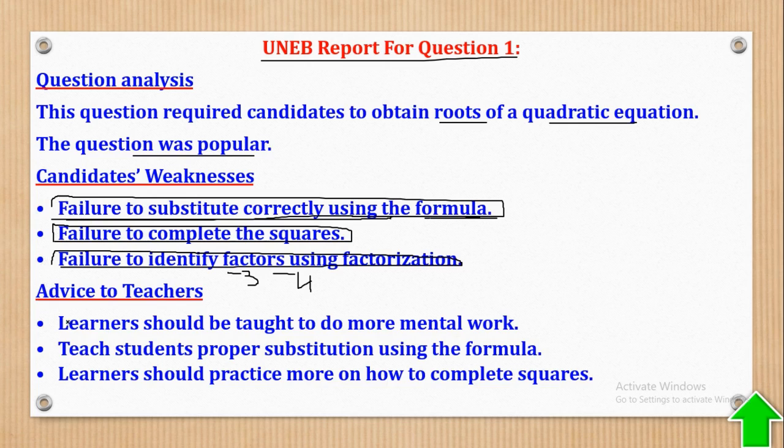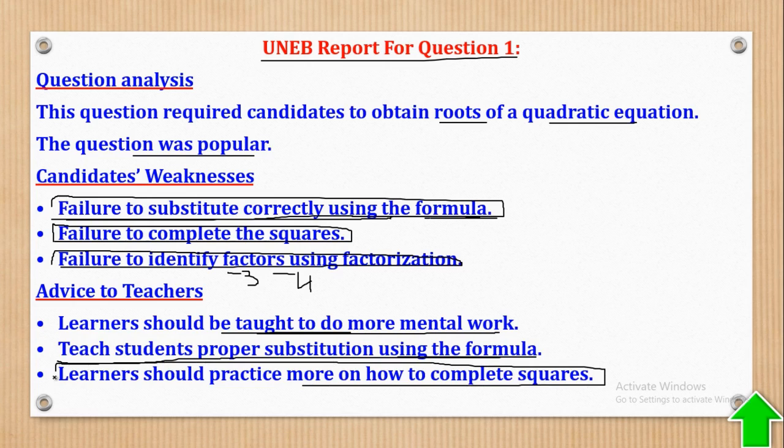Then the advice for teachers is that learners should be taught to do more mental work. So if you're a student, just know that you have to do a lot of mental work. Then teach students proper substitution using the formula. So even you, the student, this applies to you. You have to learn how to properly substitute into the formula if you're using the bulldozer method. Then learners should practice more on how to complete squares. So if you opt to use the method of completing squares, you have to do a lot of practice on how to complete squares.